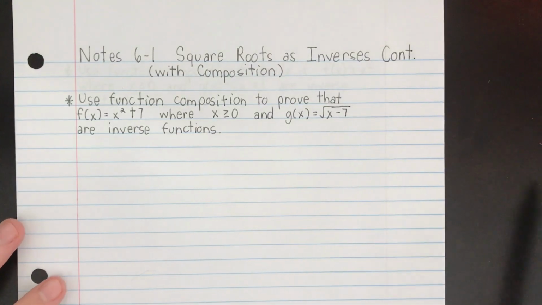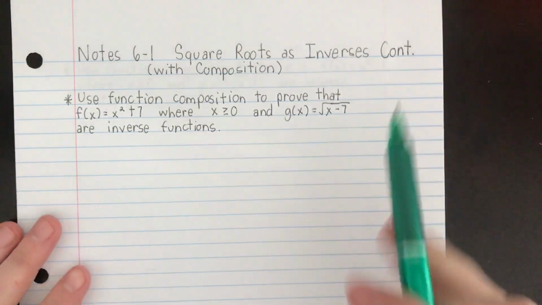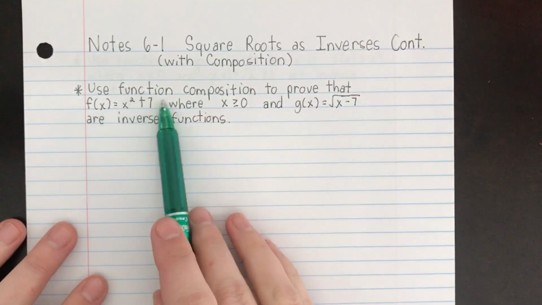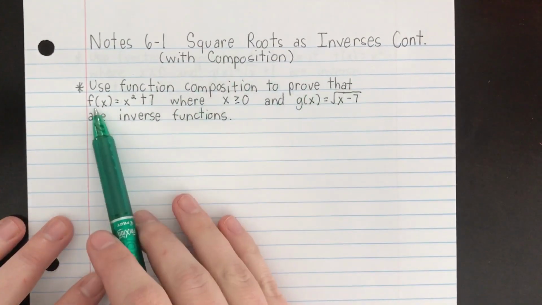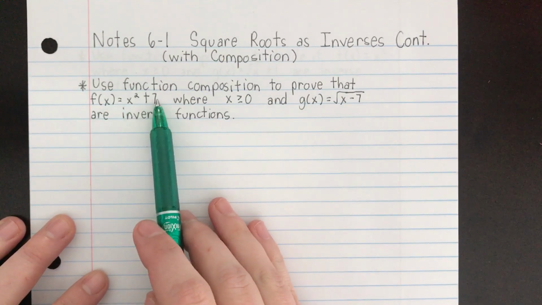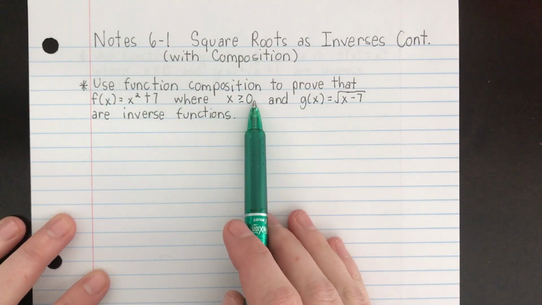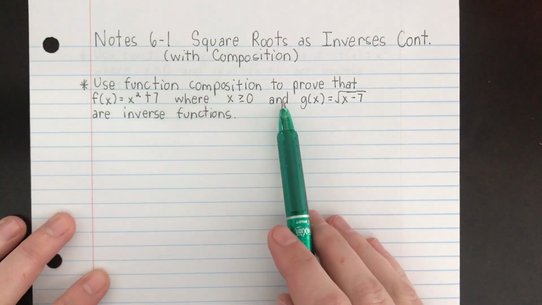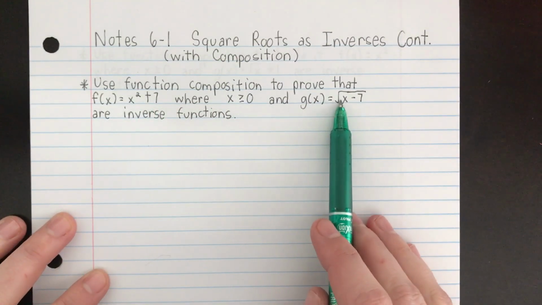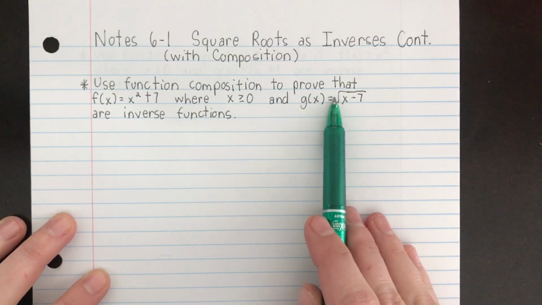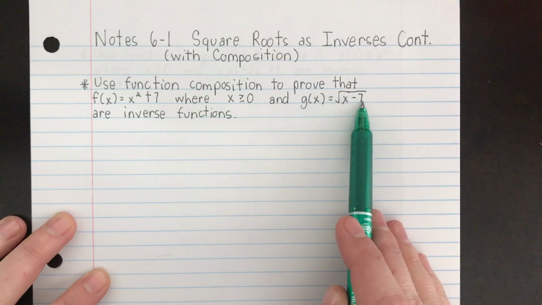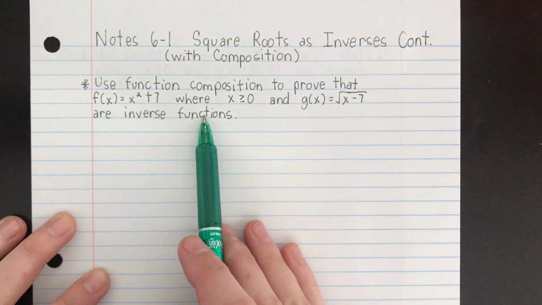Looking at note 6-1, square roots as inverses continued with composition. Use function composition to prove that f of x equals x squared plus 7, where x is greater than or equal to 0, so we're talking the right half of this graph, and g of x equals the positive version, not the reflected negative version, the square root of the quantity x minus 7, are inverse functions.